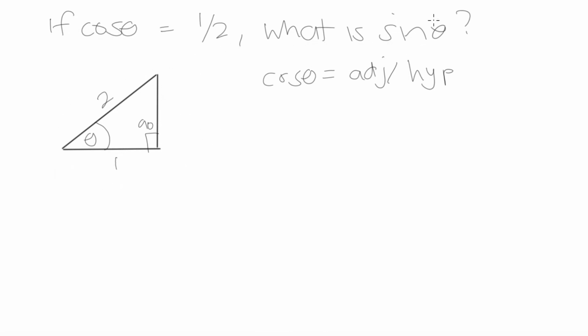And now we're asked to determine sine theta. So sine theta, we know, is equal to the opposite side over the hypotenuse. We have the value of the hypotenuse, which is 2. So what we need to determine is the value of this side here. This is the opposite side to our theta, and this is the last value that we need to determine sine theta. So what we can do here is use Pythagorean theorem to determine the length of this side.